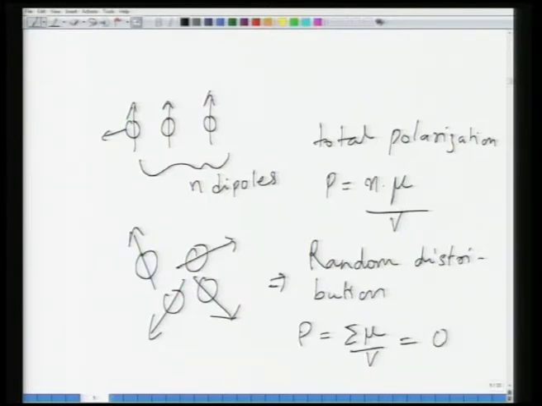Now that is where you come across a concept: in which system you have dipoles which are aligned, and in which system dipoles which are not aligned. We will come to these concepts a little later, but on a general note, if dipoles are aligned, then polarization is the sum of all those dipoles. If dipoles are randomly distributed, then polarization is nothing but equal to 0.